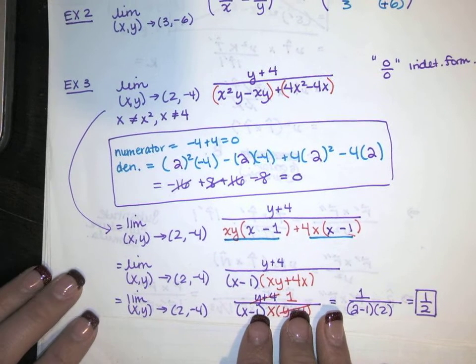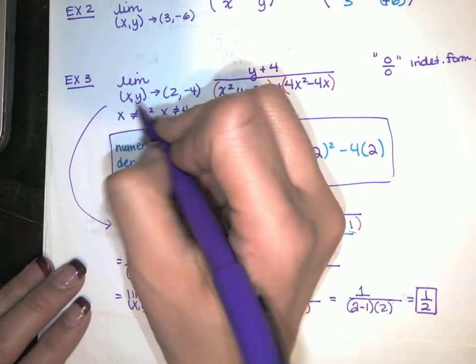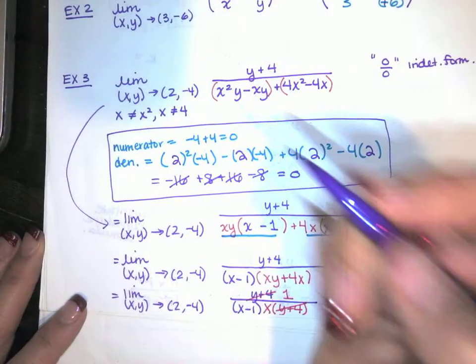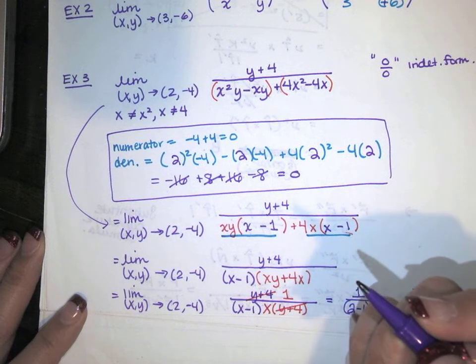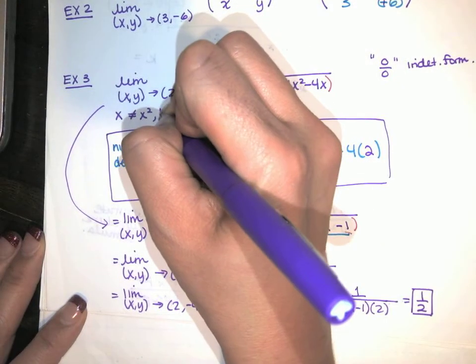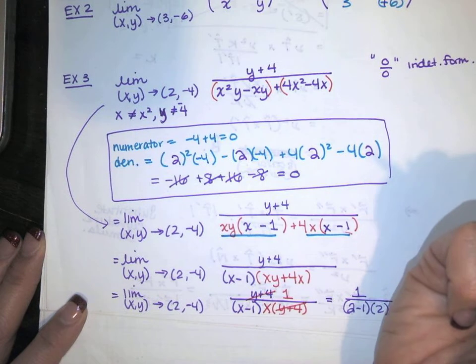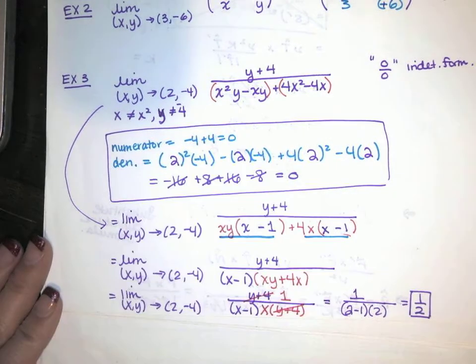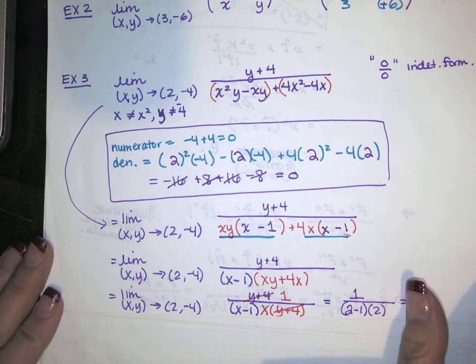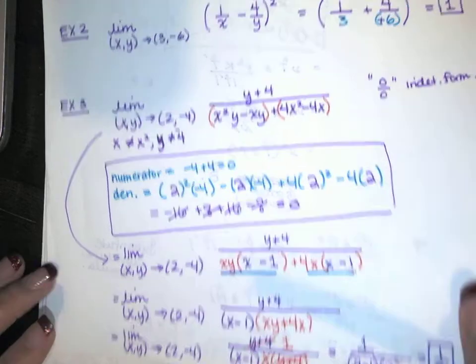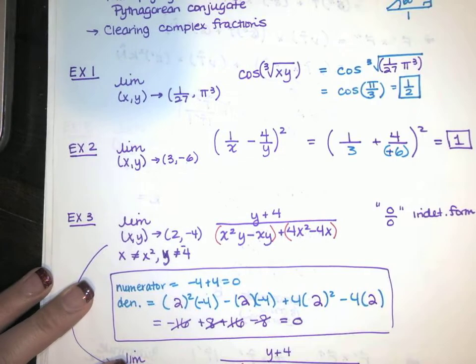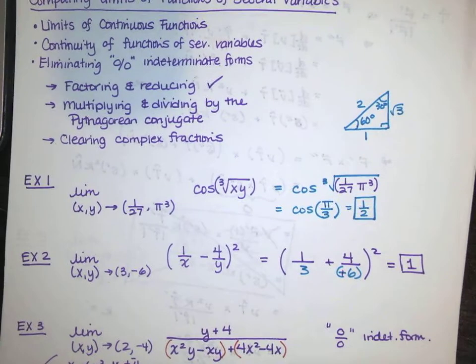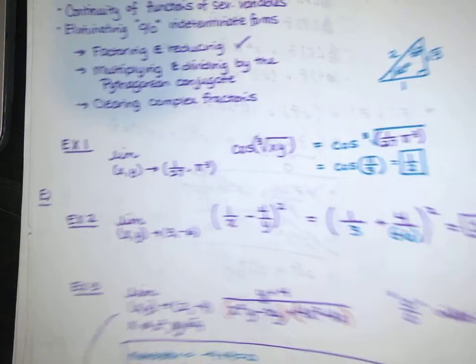Okay, and actually I think that restriction's not supposed to be x is not equal to 4. It's supposed to be the restriction y is not equal to negative 4. So we don't have that 0 over 0. We're not on that line where y equals negative 4. Okay, so we have factored and reduced. That's one way to get rid of 0 over 0 indeterminate forms.